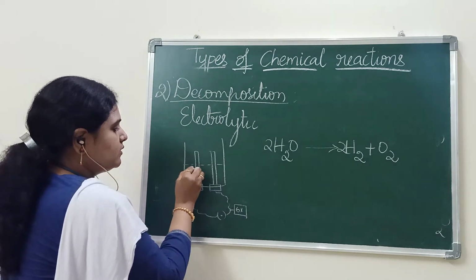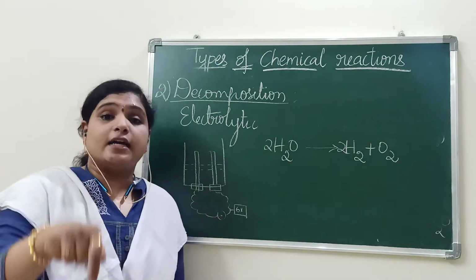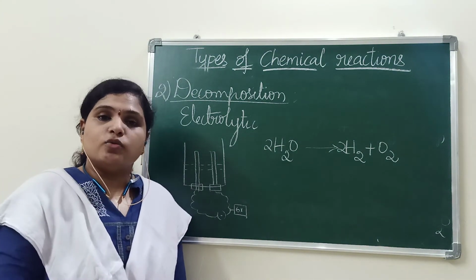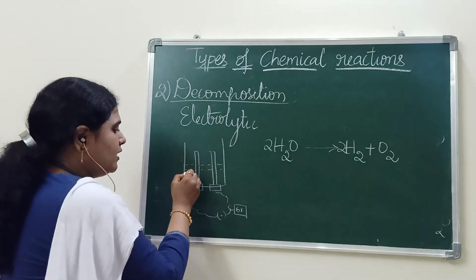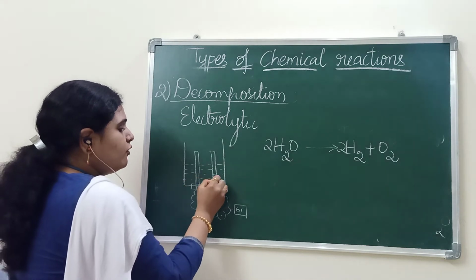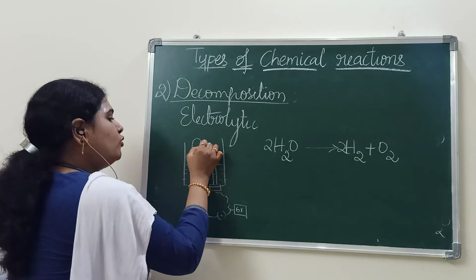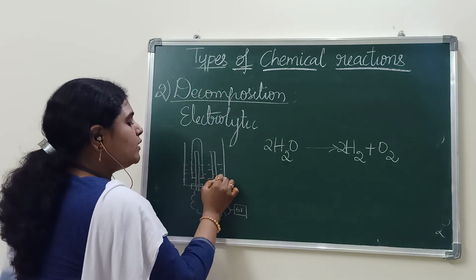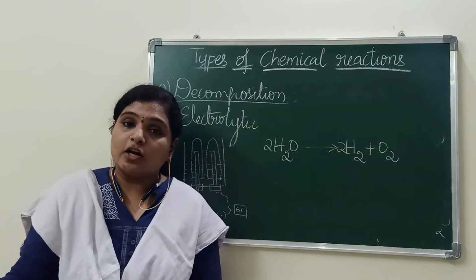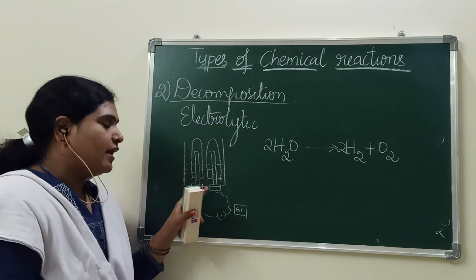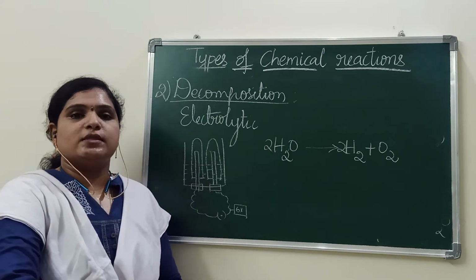And we will take some water. As distilled water is non-conductive, to make it conductive, we need to add a few drops of dilute sulfuric acid. What we have to add? A few drops of sulfuric acid, and then we have to place two test tubes in inverted position over the electrodes. We need to place the inverted test tubes.